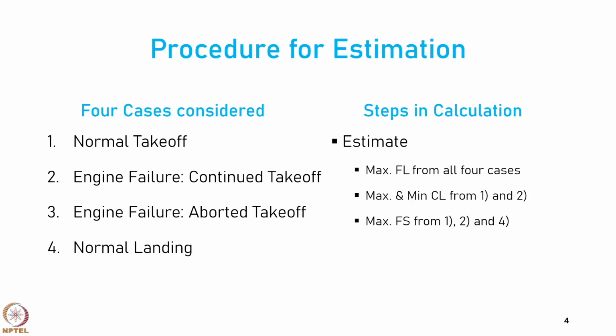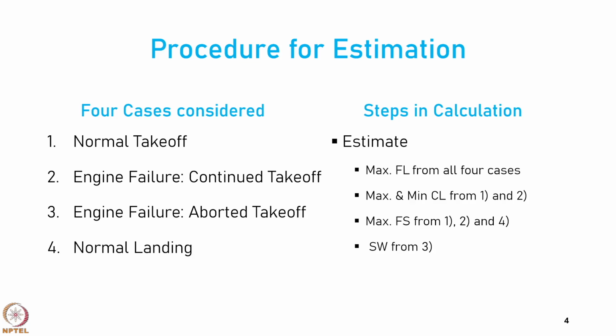The fourth one is to find out the maximum Fs from first, second and third. Fs, as I said, is the full strength pavement. So, here also the engine failure aborted takeoff has no role. So, we look at the value of Fs and take the maximum from 1, 2 and 4. And finally, we determine the value of the stopway. After finding the field length, we find the stopway from the engine failure aborted takeoff case. This is the procedure for estimation of all these 4 parameters: FL, CL, Fs and SW.